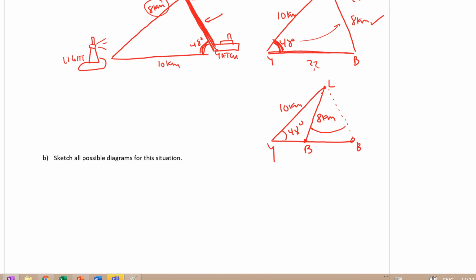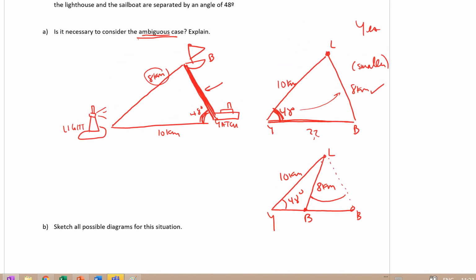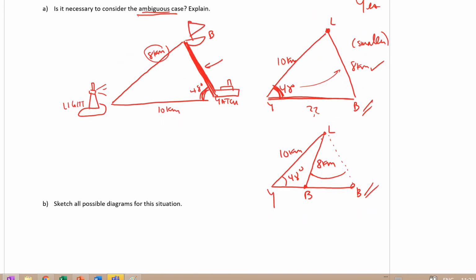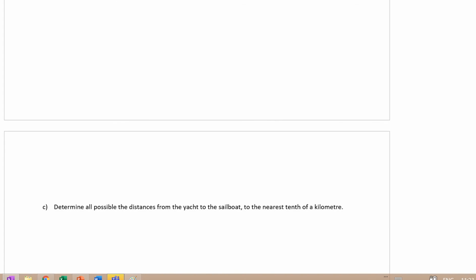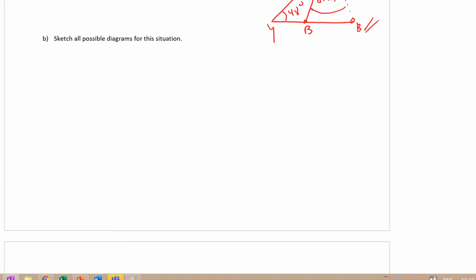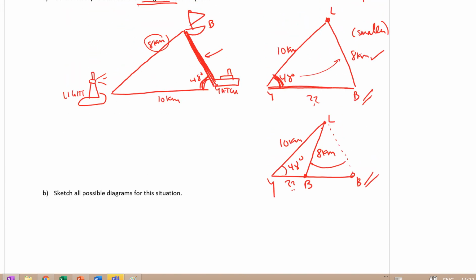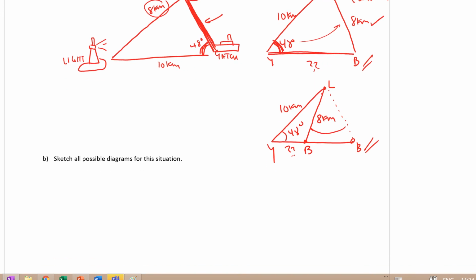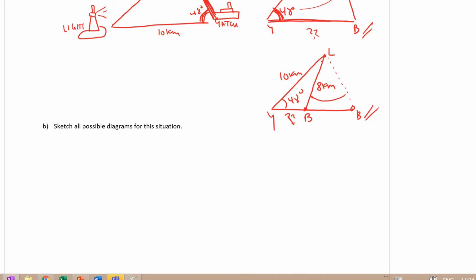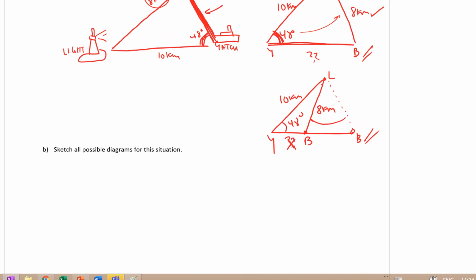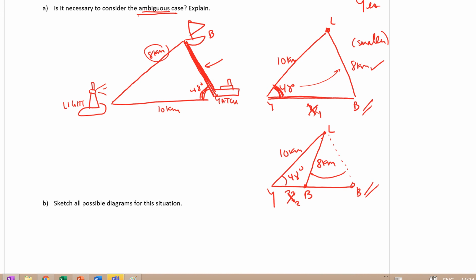And B goes, sketch all the possible diagrams for this. So here's my first diagram and second diagram. And C says, determine all the possible distances from the yacht to the sailboat to the tenth of a kilometer. So you're looking for these two distances. There's actually another way to do this without having to use the sine law. I'm going to try this right now where I'll call this side x. And then this is x2, and this is x1 for the two triangles.